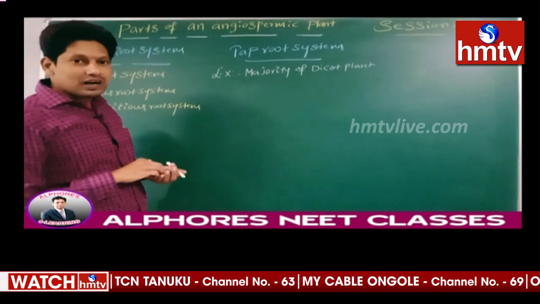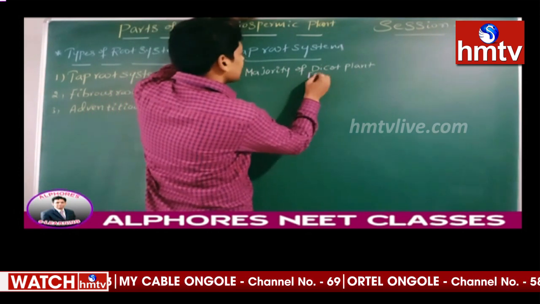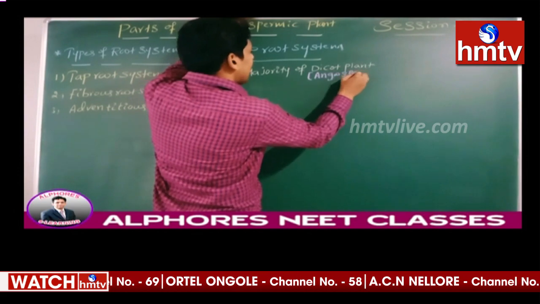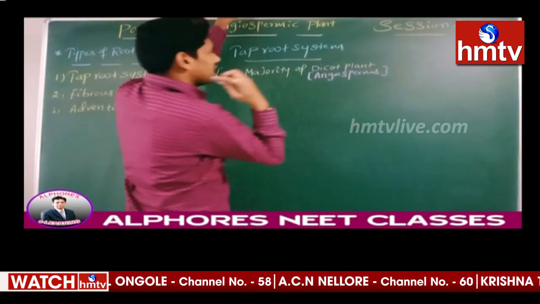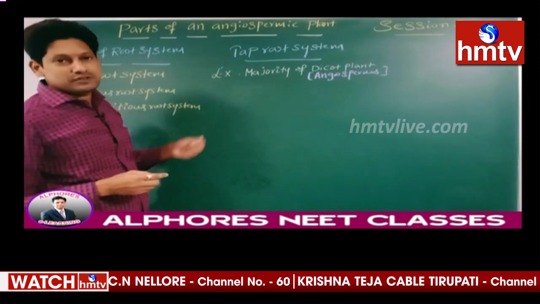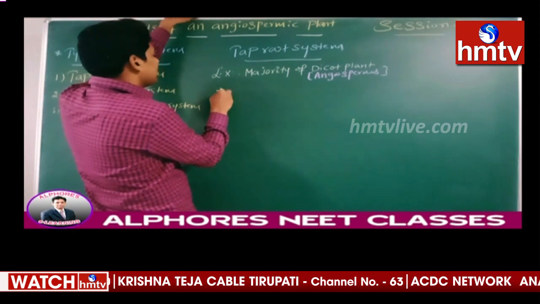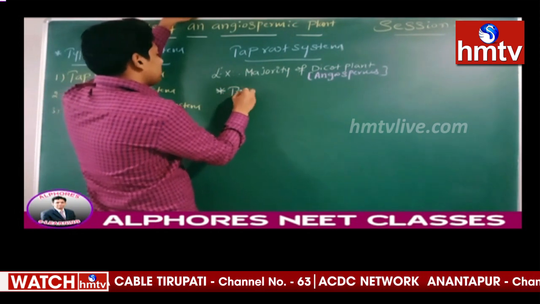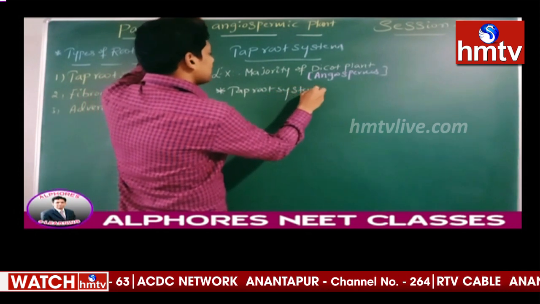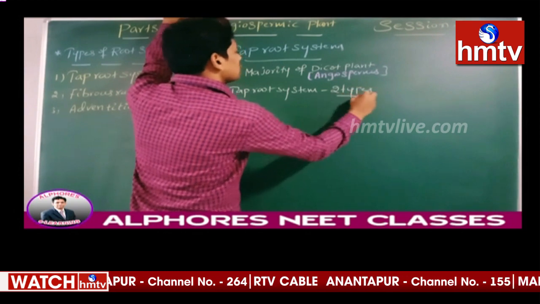Do these dicots come under angiosperms or gymnosperms? Dicots come under angiosperms. This taproot system is of two types. Taproot system is of how many types? It is of two types.